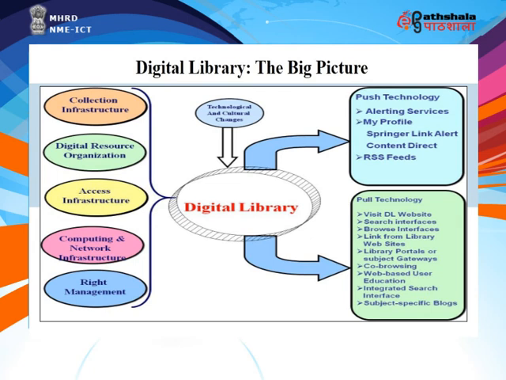Access infrastructure. Access infrastructure in a digital library consists of search and browsing interfaces, subject gateways, and integrated and federated search programs. Computers and network infrastructure. A typical digital library in a distributed client-server environment consists of hardware and software components at the server side as well as at the client side.